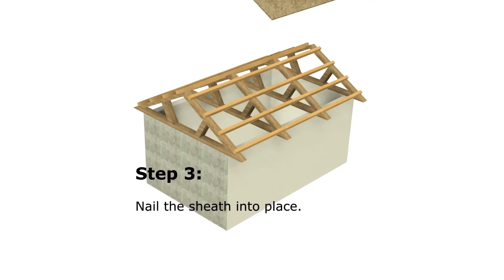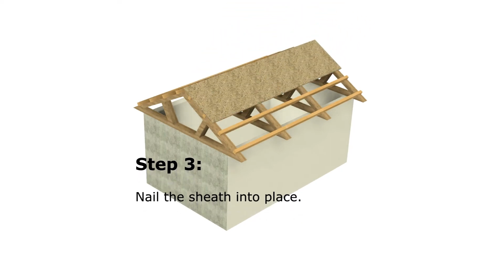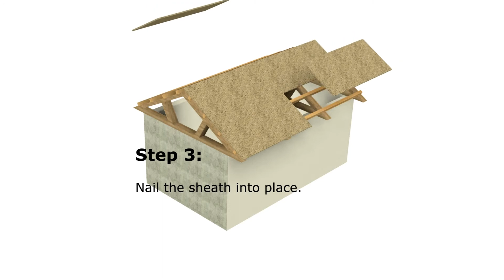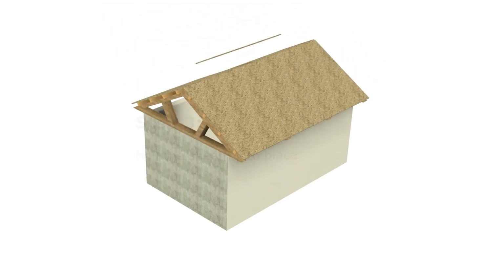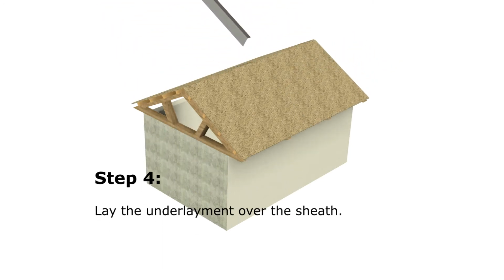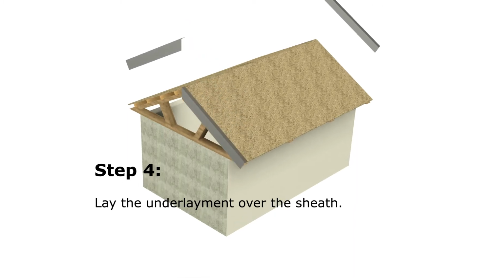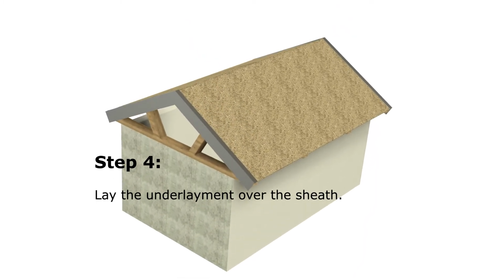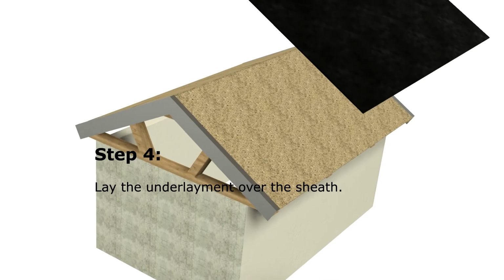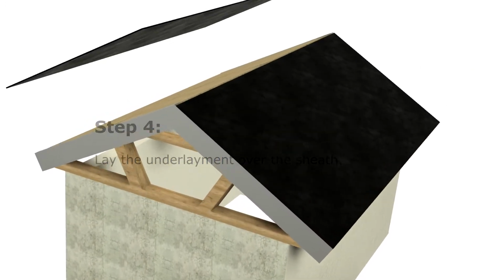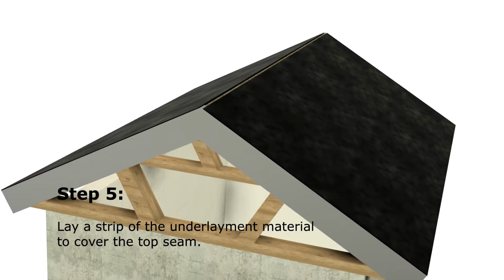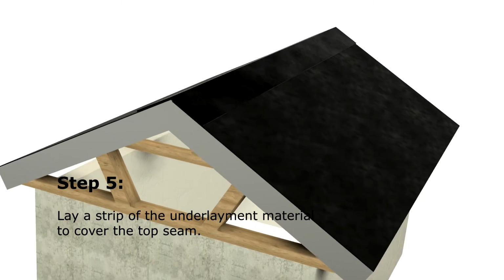Step 3. Nail the sheath into place. Step 4. Lay the underlayment over the sheath. Step 5. Lay a strip of the underlayment material to cover the top seam.